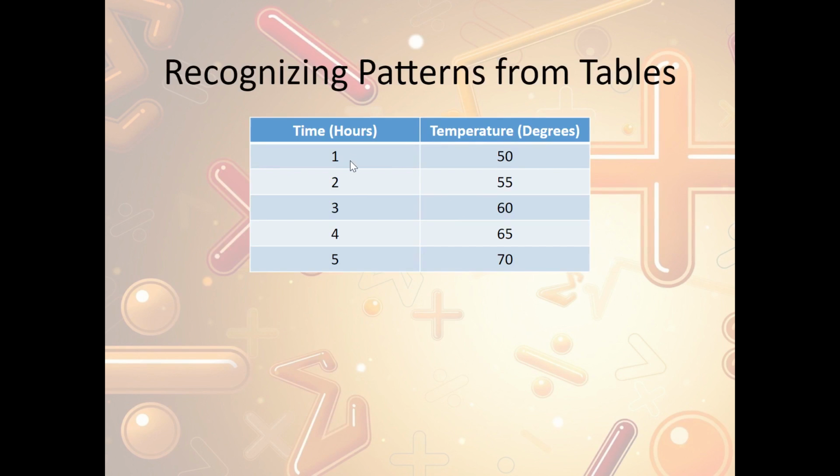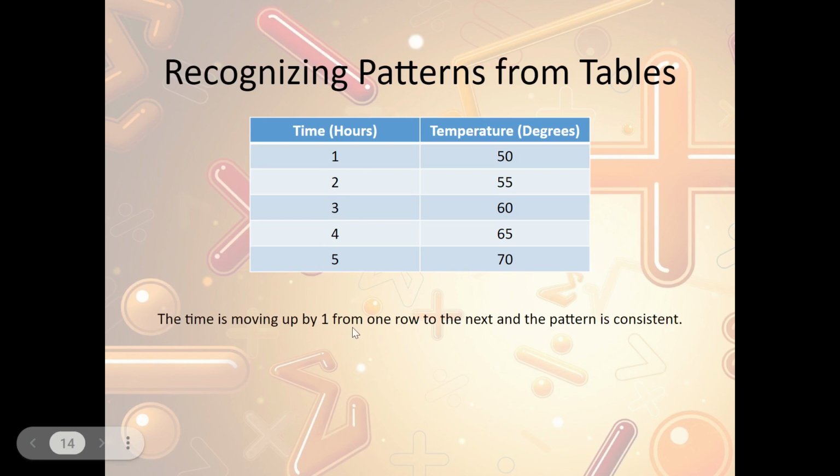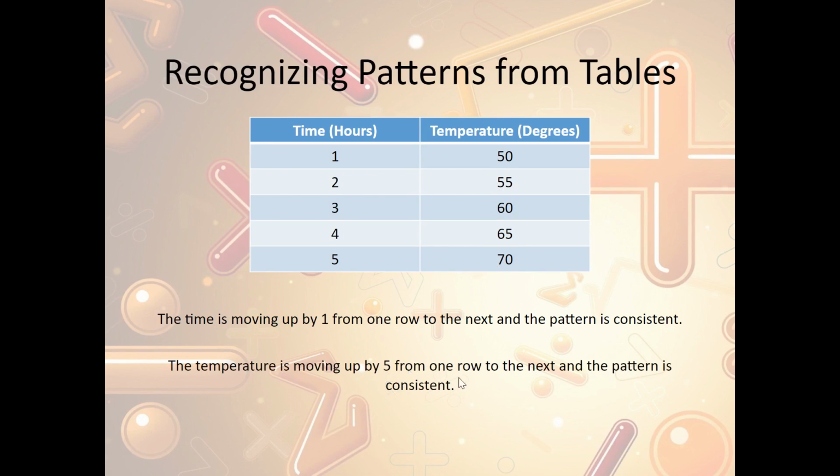In this case, we're going to try to recognize what pattern we see in the columns. If we look here at the time, we see that each time we go down one row, we're adding 1. So time is moving up from one row to the next, and the pattern is consistent. We didn't add 1, add 2, and then add 1; we're consistently adding 1. Next, let's look at the temperature. Is there any kind of pattern here? From here to here, we're adding 5, and then adding 5, adding 5, and adding 5. So the temperature is moving up by 5 from one row to the next, and the pattern is also consistent.